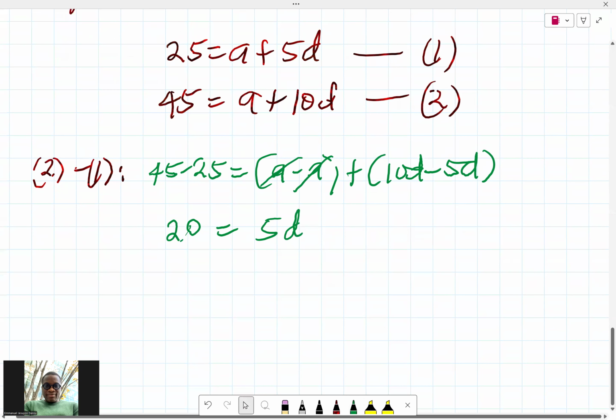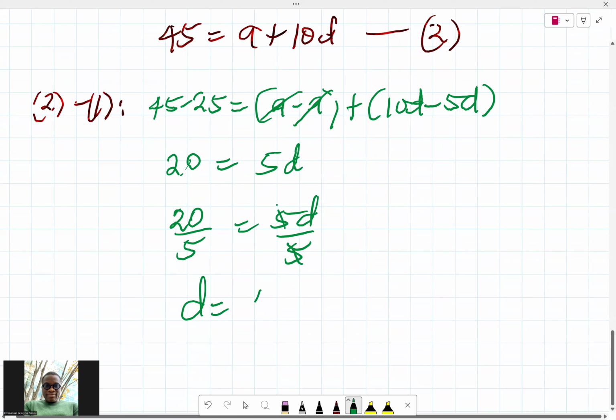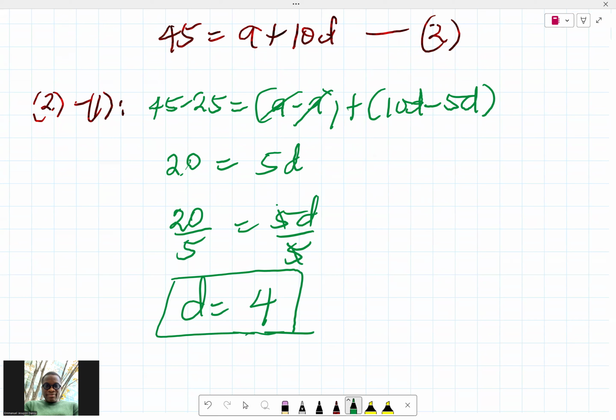So from that now, we can divide through by 5. So we have 20 over 5 equals 5D over 5. So 5 cancels out. And then D is equal to 4. All right? So the common difference is 4. So we have found one of the things we need.